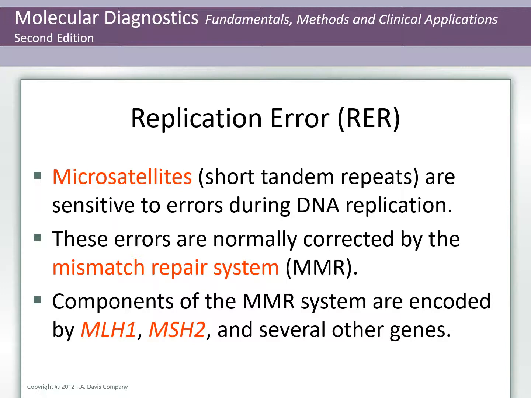Replication repeat errors, which are caused by slippage between the replication apparatus and the DNA template, and mismatch bases in DNA, are normally corrected by the mismatch repair system, or the MMR. This process is encoded by the MLH1 and MSH2 genes along with several other genes. Replication errors occur especially in microsatellites, which are short tandem repeats where 1 to 3 nucleotides are repeated in the DNA sequence. Microsatellites are especially sensitive to errors during DNA replication.